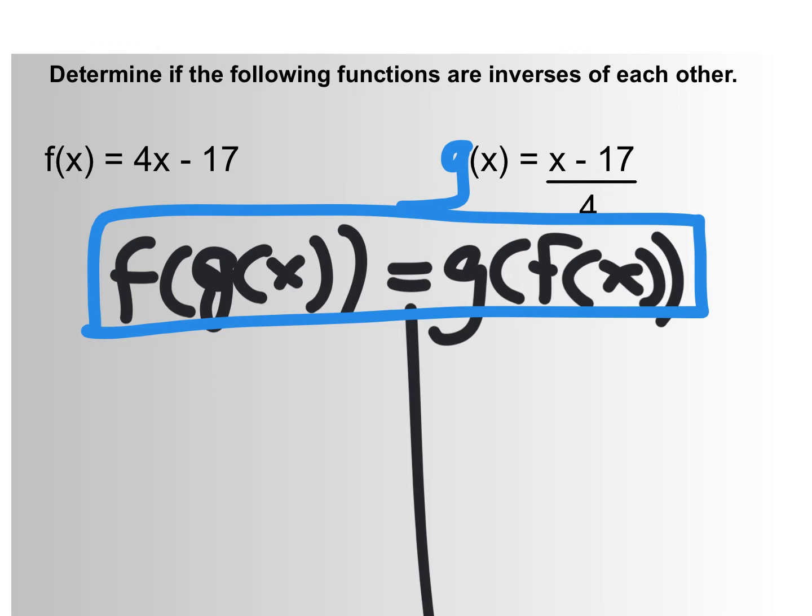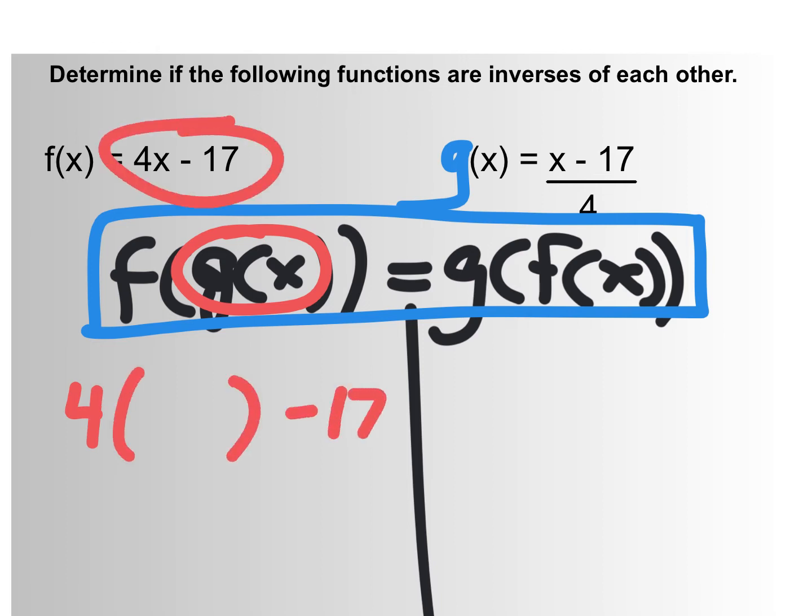Okay, do you agree that it failed? If you don't know why it failed, let me show you. You might have just not noticed a little thing. The f function eats the g. Okay, so here's the f function. 4 parentheses minus 17. That's the f function. It's going to eat this guy over here. So I have x minus 17 over 4.